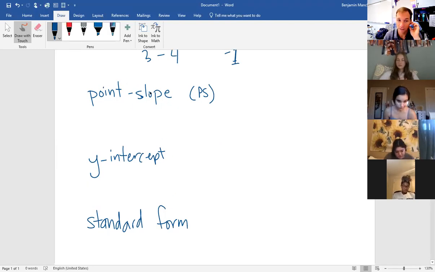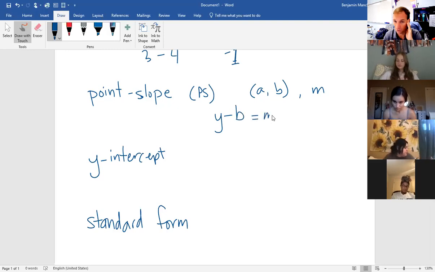If we have a point and a slope, let's call the point (a, b), and of course your slope is m. If you know a point and you know the slope, then this is the formula that you would use, or the form. I don't know if it's a formula like in physics, but this is the form. The y thing goes with the y part, and the x thing goes with the x part.